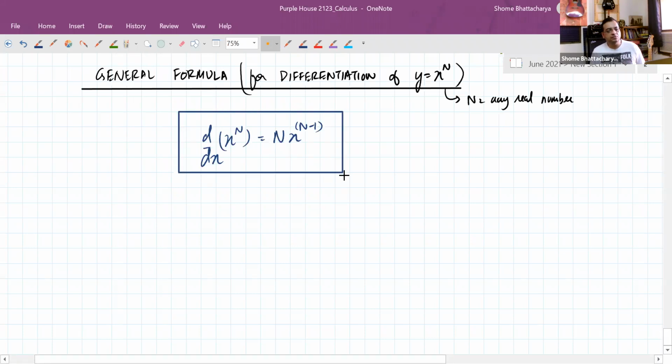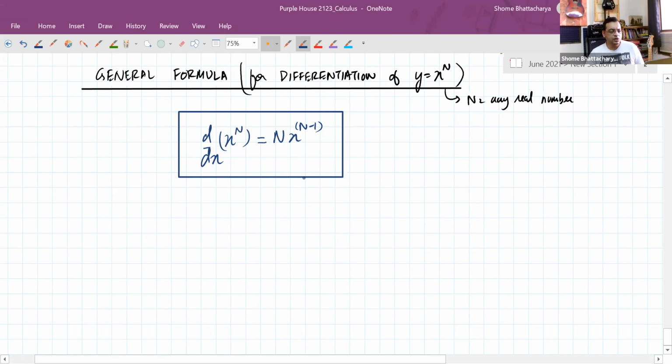Now, this formula has come from the same type of derivation that we did specifically for y is equal to x cube just now. If we do that same derivation, but using the power of x as n instead of 3, we'll get this general formula, nx to the power n minus 1. But the derivation of the formula is not important for us immediately. We will look at the derivation at a later stage.